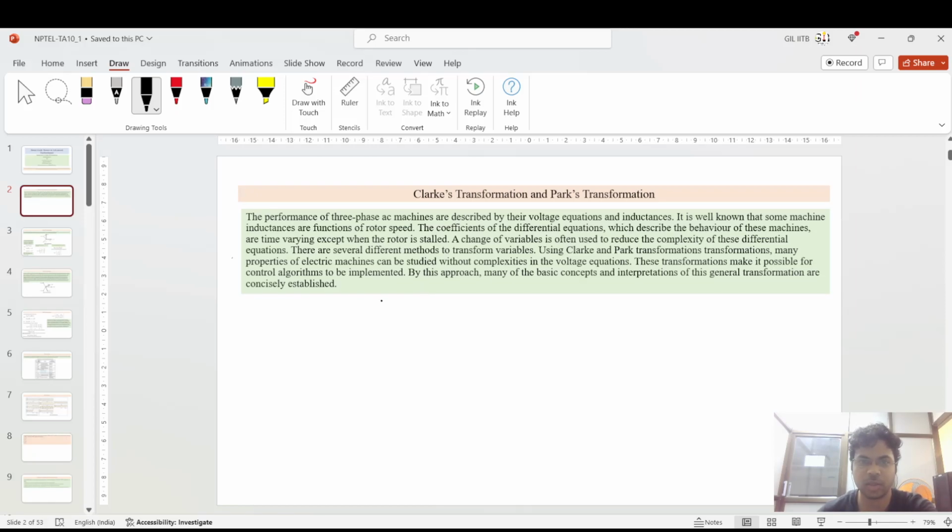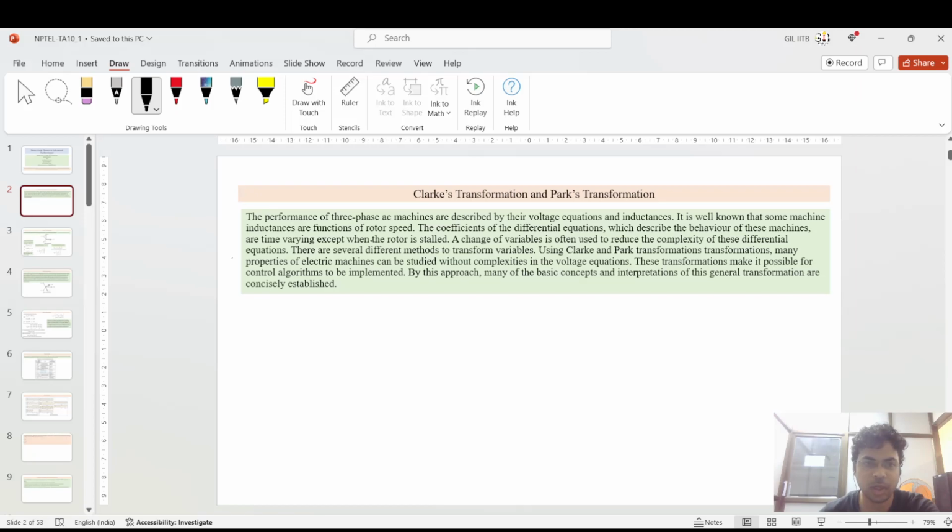I'm starting the session with certain transformation techniques such as the Clarke's and the Park's transformation technique. This is also very important for designing the control systems and other architecture inside the grid connected system.